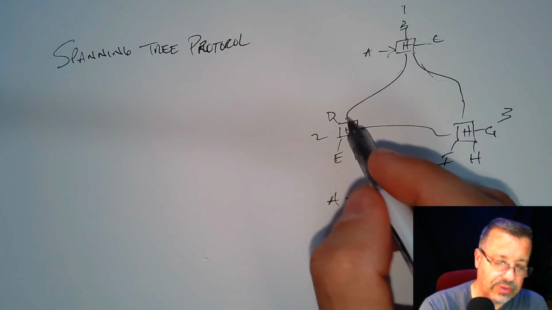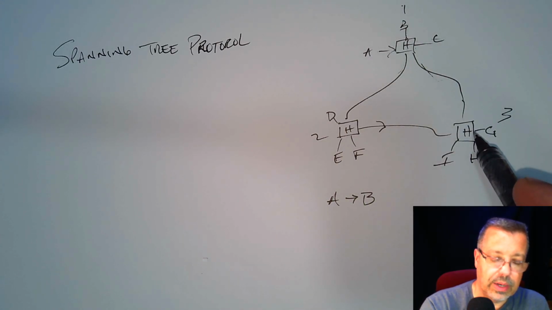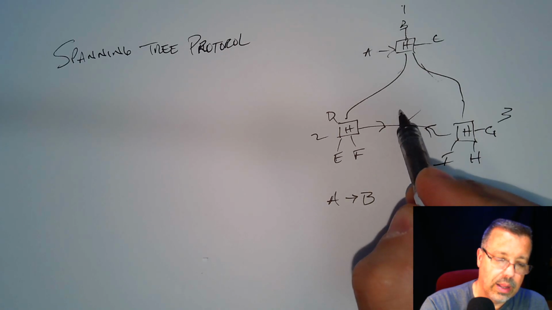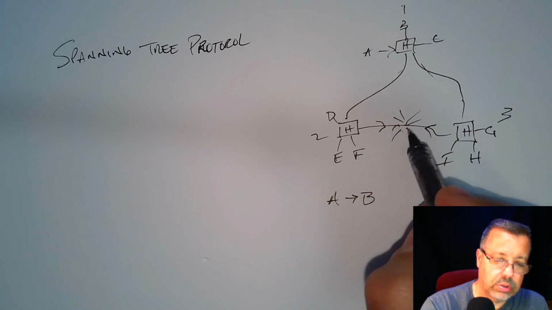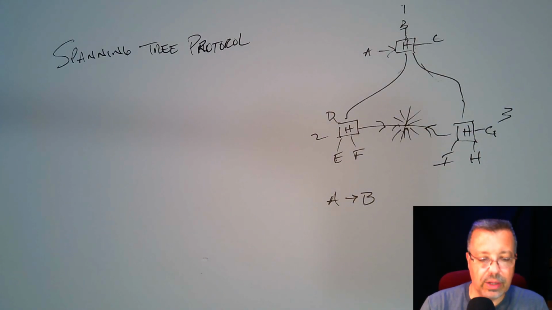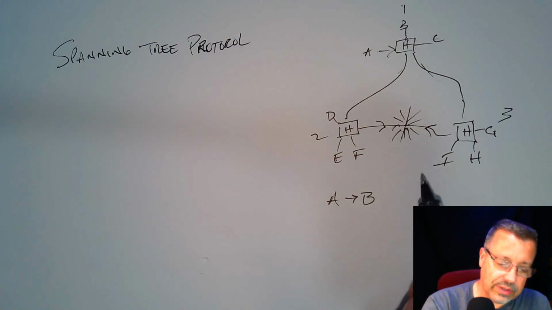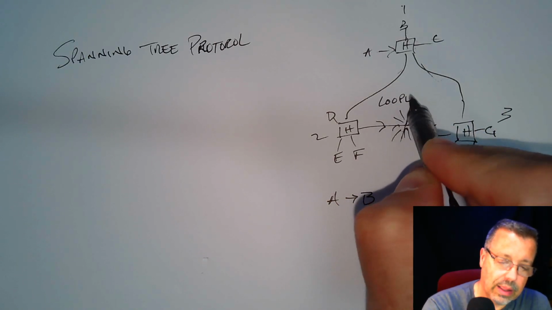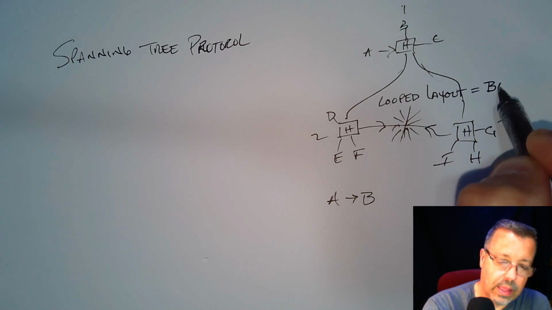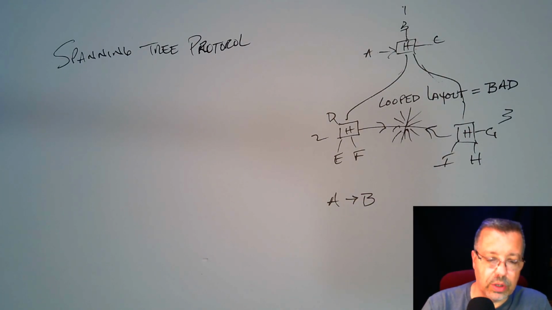It's going to come into this hub. Same thing's going to happen. It's going to flood D, E, F, and it's going to go this way. It's going to also come in here at the same time and go to G, H, and I, and it's going to go that way. So at that point, we have a collision, and we lost those transmissions, and that's going to have to go again. So this is called a looped layout. And that is bad, because if you have a loop layout, you're going to lose packets.